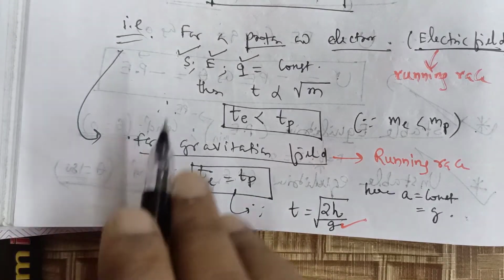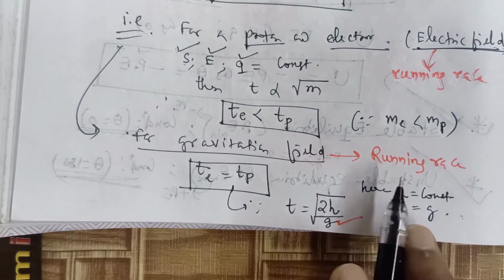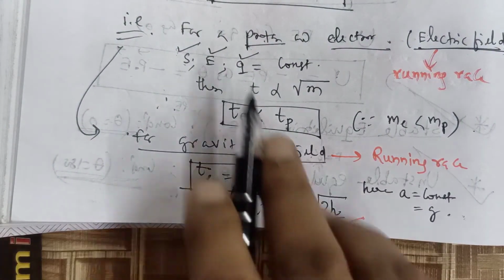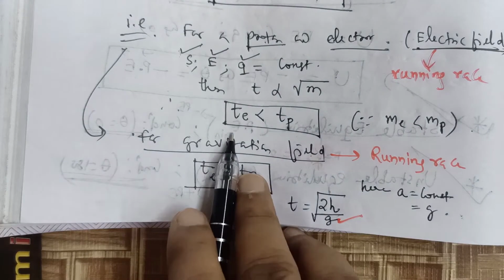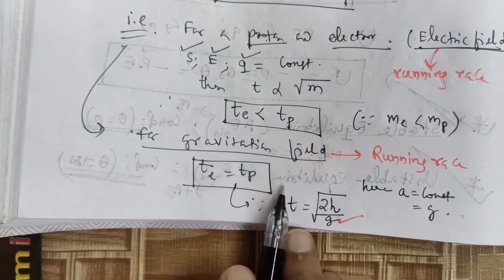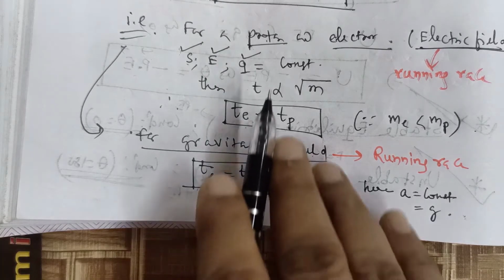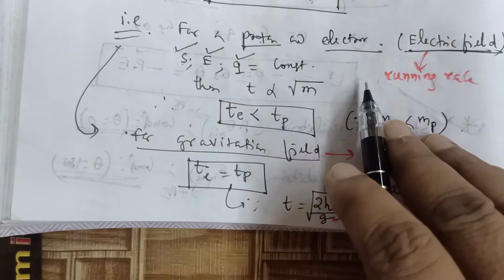That means same problem, one is the electric field problem and another is the gravitational field problem. In the electric field problem, the electron will reach first, but in the gravitational problem, both will reach at the same time. Why does it happen? Now you see, here the acceleration is not a constant.